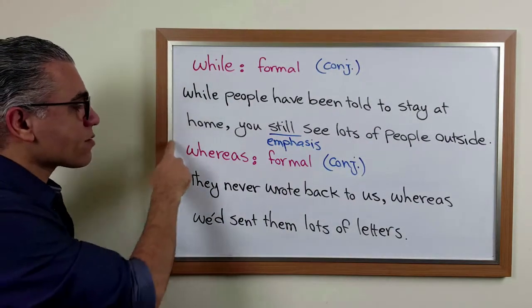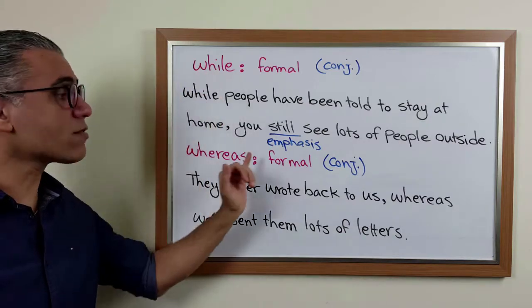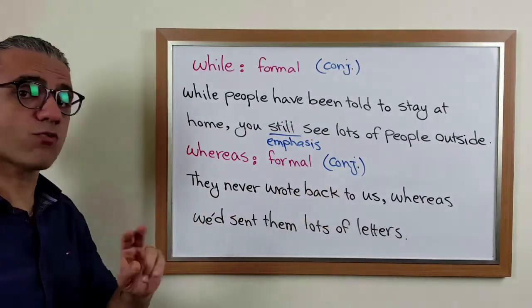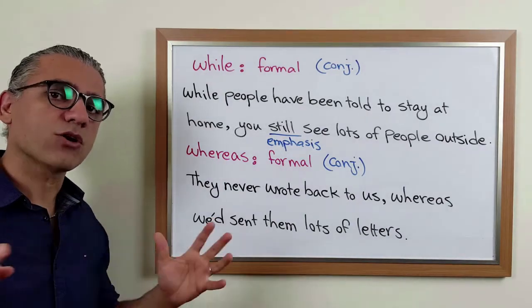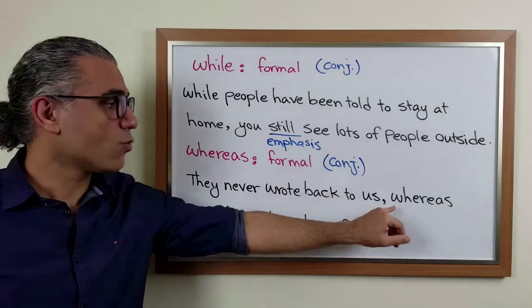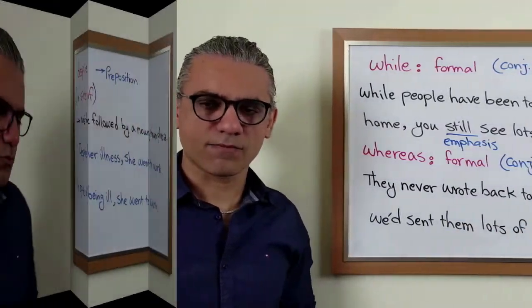And the next one is whereas. Whereas is very similar to while, and it is also formal. And it is also a conjunction. It means we need to have two sentences, so whereas could join them together, could link them together. They never wrote back to us, whereas we'd sent them lots of letters.